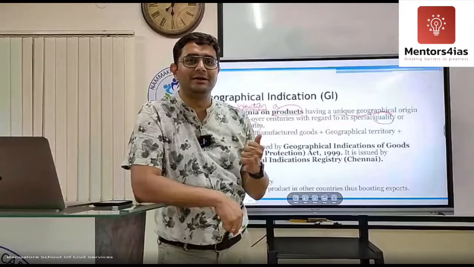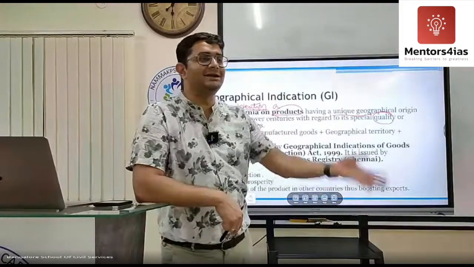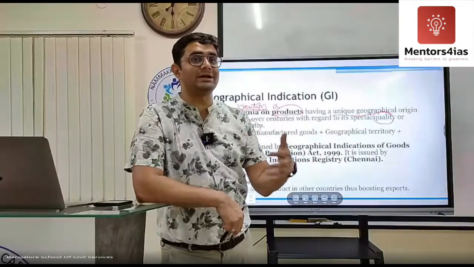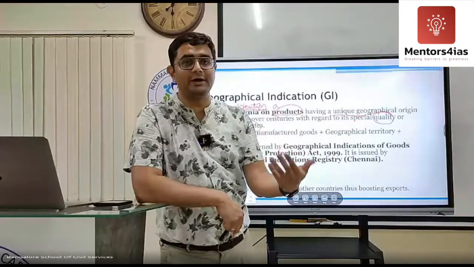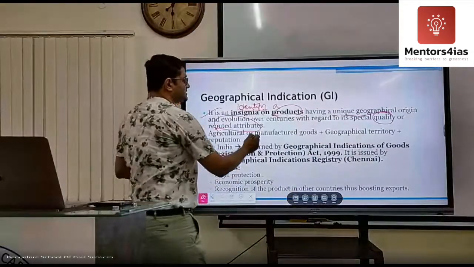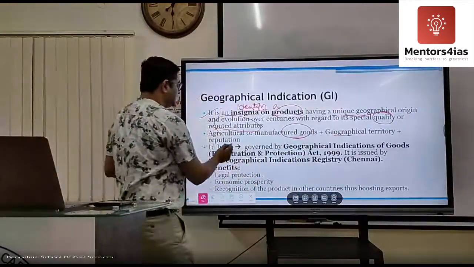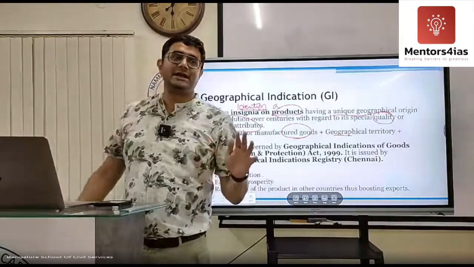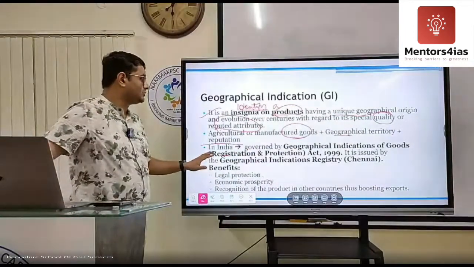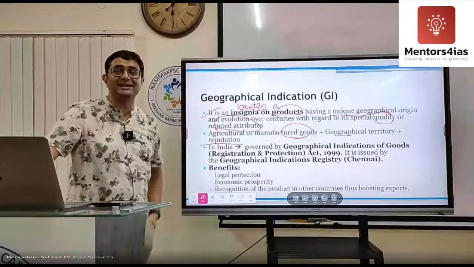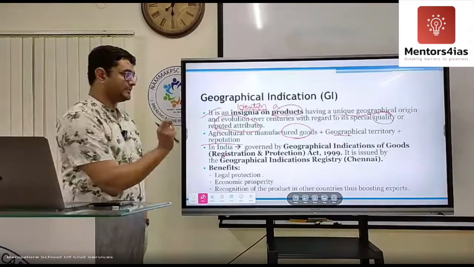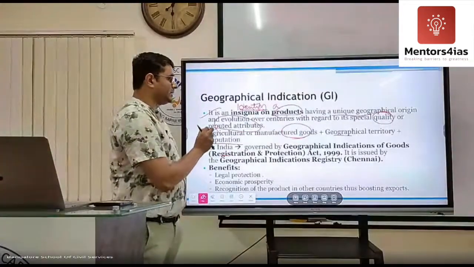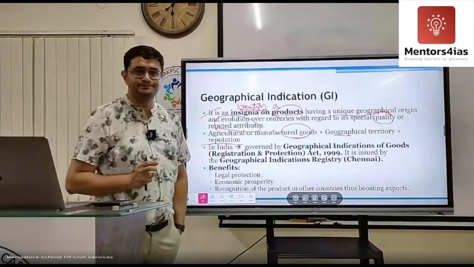community. Like Darjeeling tea. You cannot grow tea in Kerala and sell it as Darjeeling tea. So consumers will be able to recognize that product as having a particular quality and origin. So it covers agriculture or manufactured goods from a geographical territory having certain reputation. In India, for example, it is regulated under the Geographical Indication Goods Registration and Protection Act 1999. So there is a law that protects geographical indication. It is issued by the Geographical Indication Registry, Chennai.